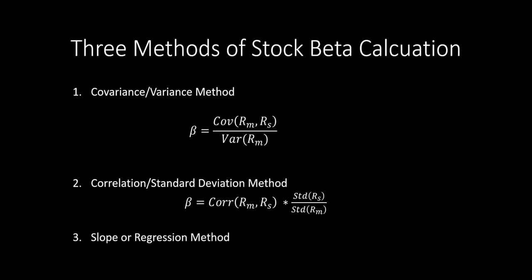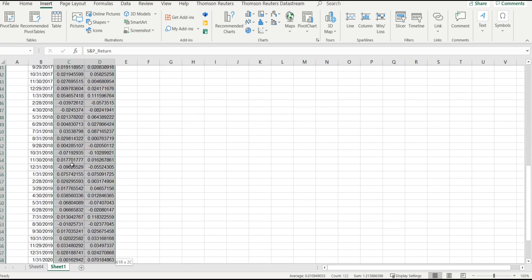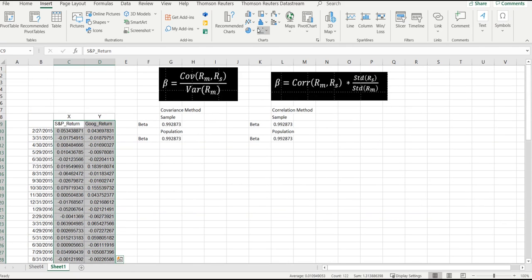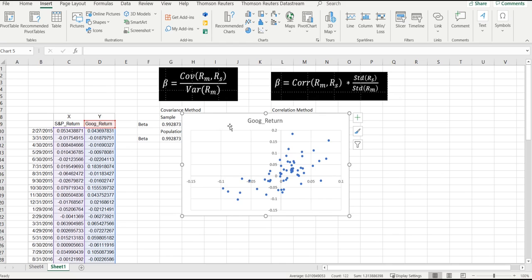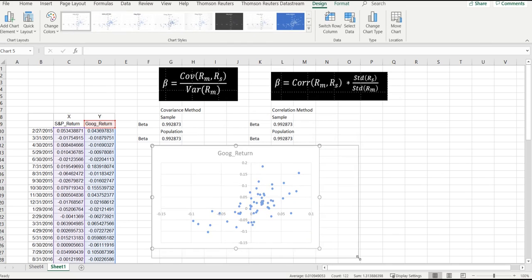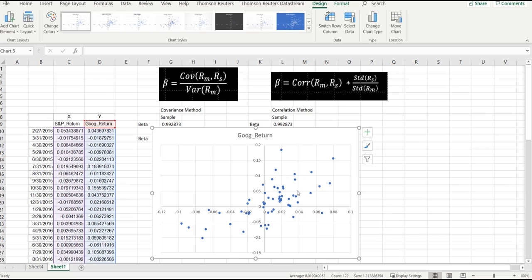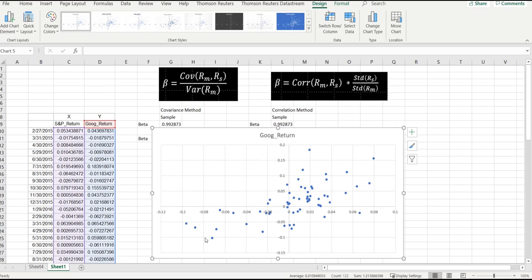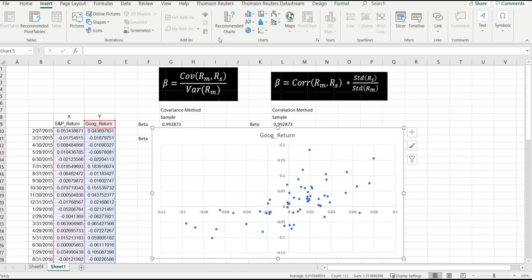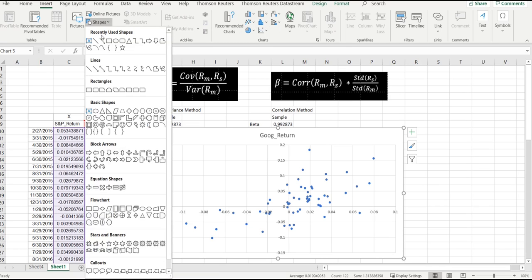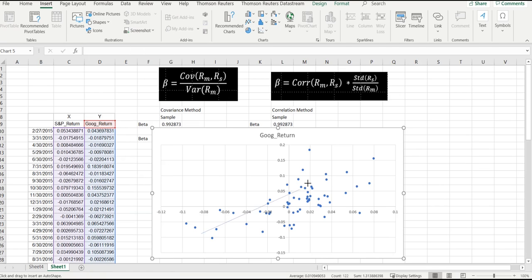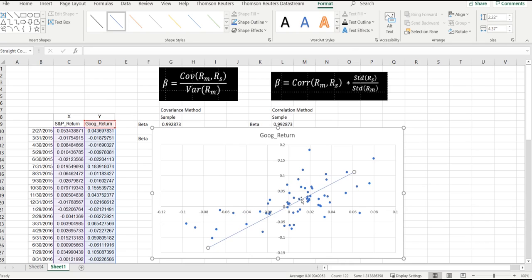Before I show you the slope or regression method, let me show you the scatter plot of Google with respect to S&P 500. That is, Google return is on the y-axis and S&P 500 return is on the x-axis. As you can see in the scatter plot, there is no exact linear relation between these two variables. When we do regression, we are trying to fit a line based on the ordinary least squares method. This ordinary least squares line minimizes the square of the residual by adjusting the slope and intercept of the line.